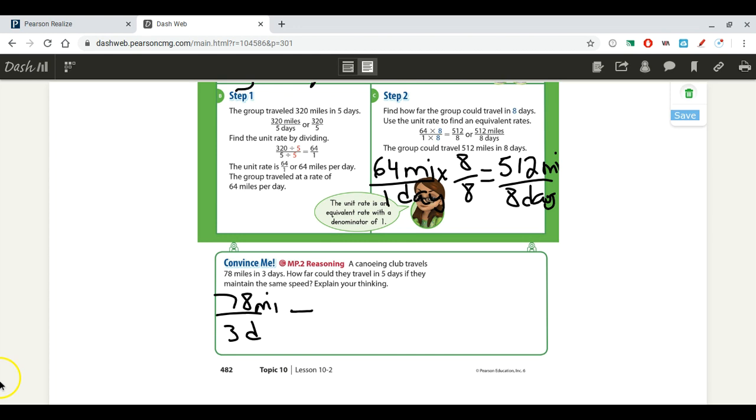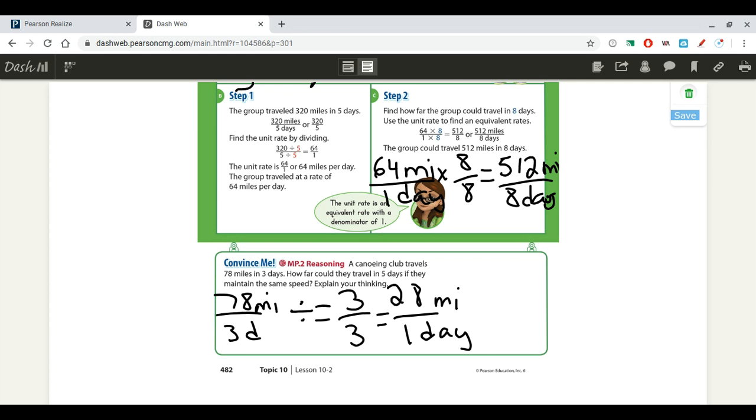I'm going to divide both values by 3, because I want to find that unit rate of how many miles in 1 day. And so 78 miles divided by 3 is going to be 26 miles. So I end up with 26 miles per day.